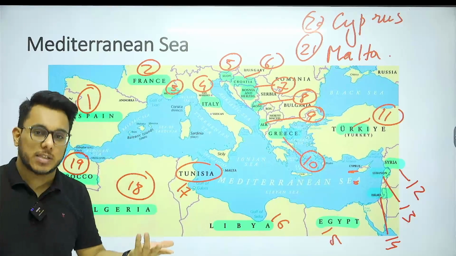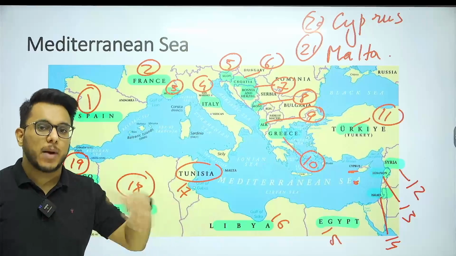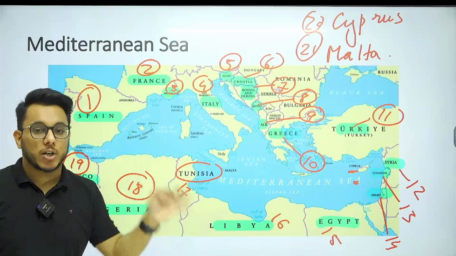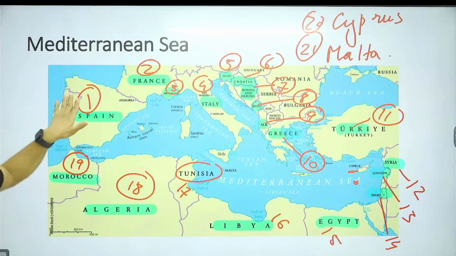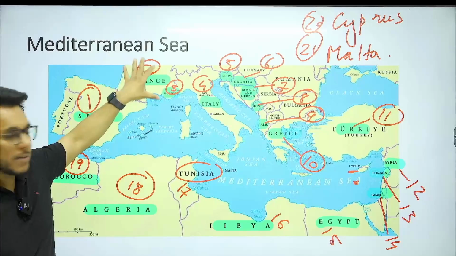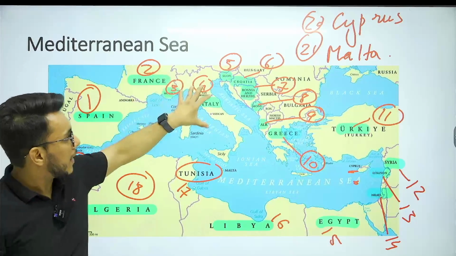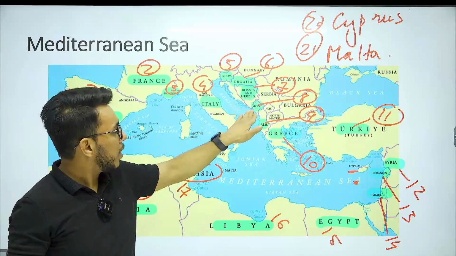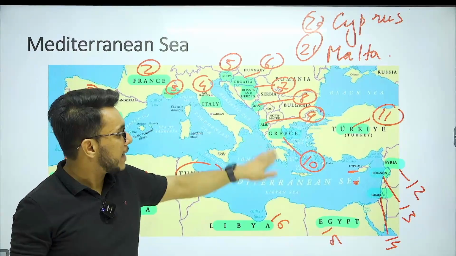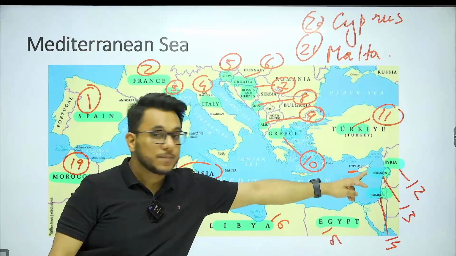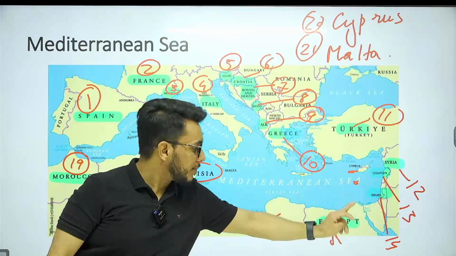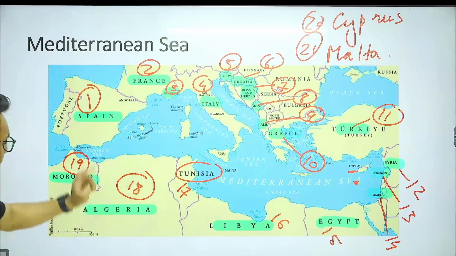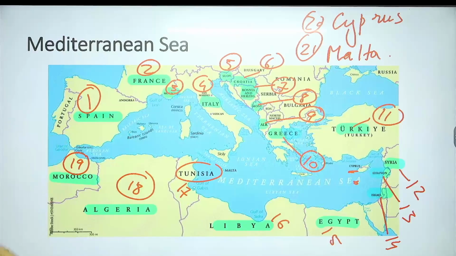Okay, let's do it once again. Fine, it will look silly, but by reading it just 2-3 times, you will be in a condition to mark the question. So, number one, Spain. Number two, France, city-state Monaco, Italy, Slovenia, Croatia, Bosnia-Herzegovina, Montenegro, Albania, Greece, Turkey, Syria, Lebanon, Israel, Egypt, Libya, Tunisia, Algeria, and Morocco.